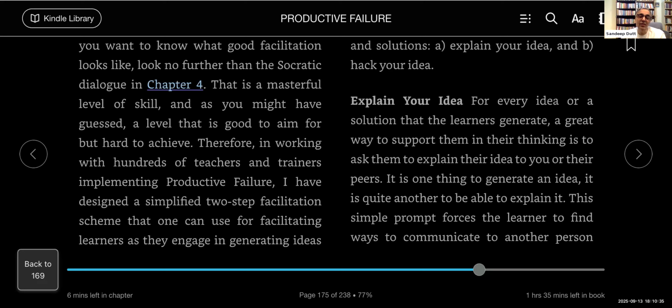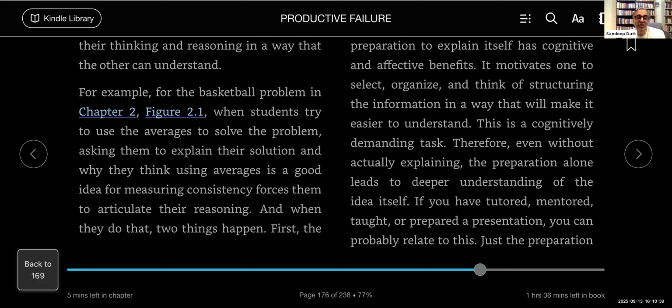For example, in the basketball problem of chapter 2, figure 2.1, when students try to use the averages to solve the problem, asking them to explain their solution and why they think using average is a good idea for measuring consistency forces them to articulate their reasoning. And then they do that.